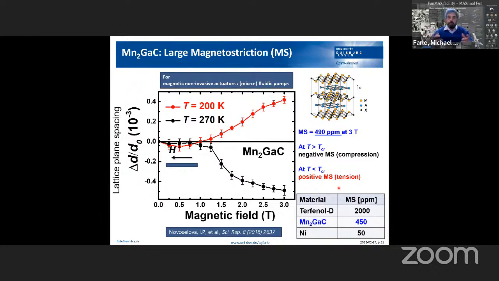So if you want to have a magnetic actuator at this temperature range, which changes its actuation direction, then you might want to consider manganese gallium carbon, and it's lightweight. This was published some years ago. We have a negative magnetostriction and a positive magnetostriction at different temperatures as a function of magnetic field. So how can one explain that?